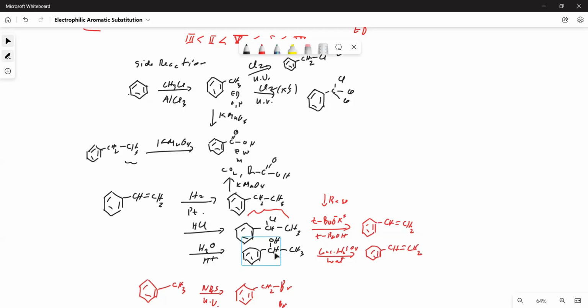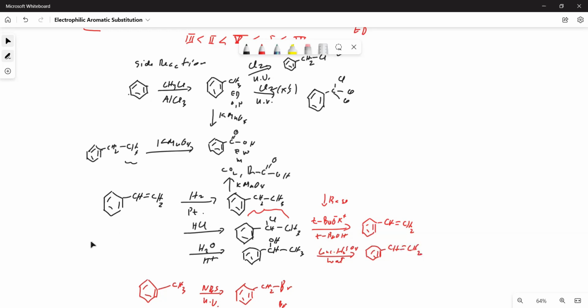How about the second reaction? If you want to remove water, of course, you cannot use base to remove water. You have to use a dehydrating agent. And one of the dehydrating agents would be concentrated sulfuric acid. You heat that, the water will be removed, and you can recover the styrene again.